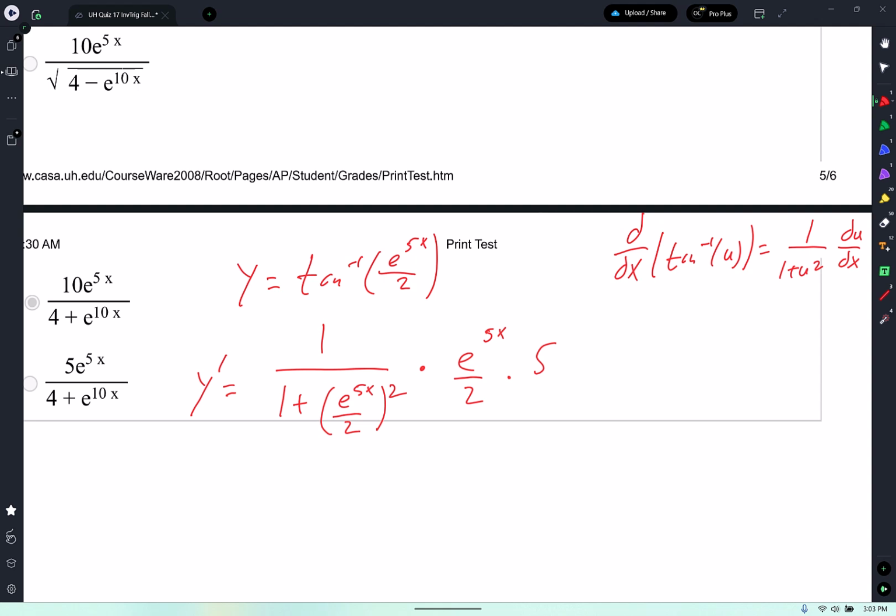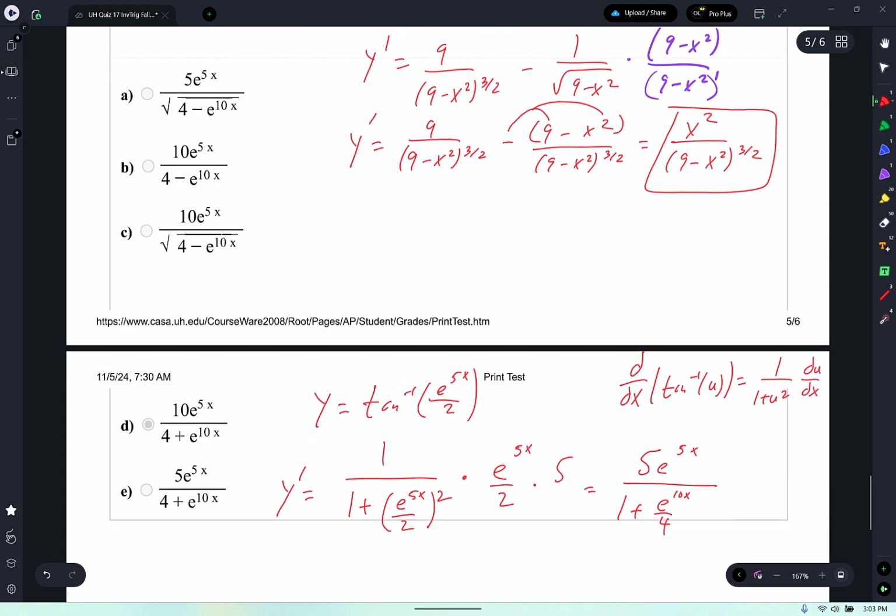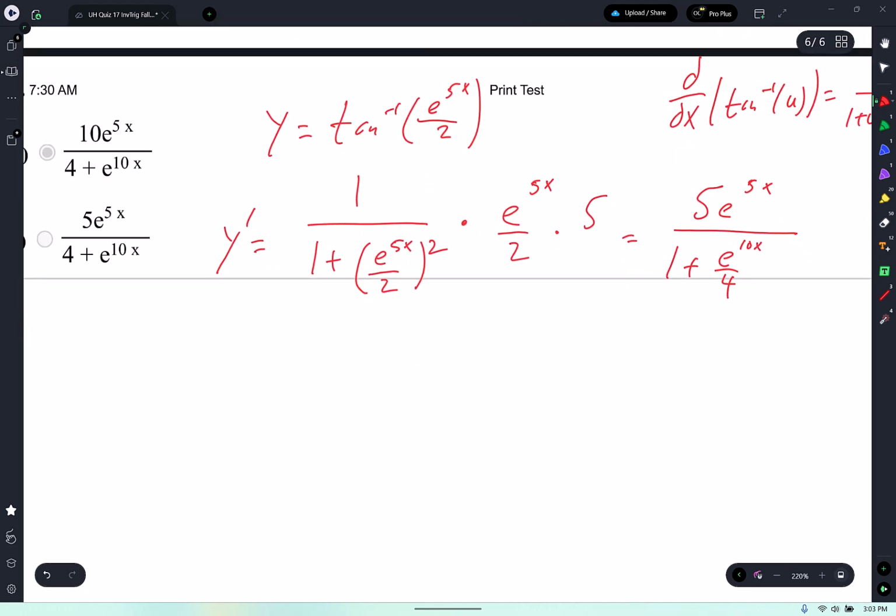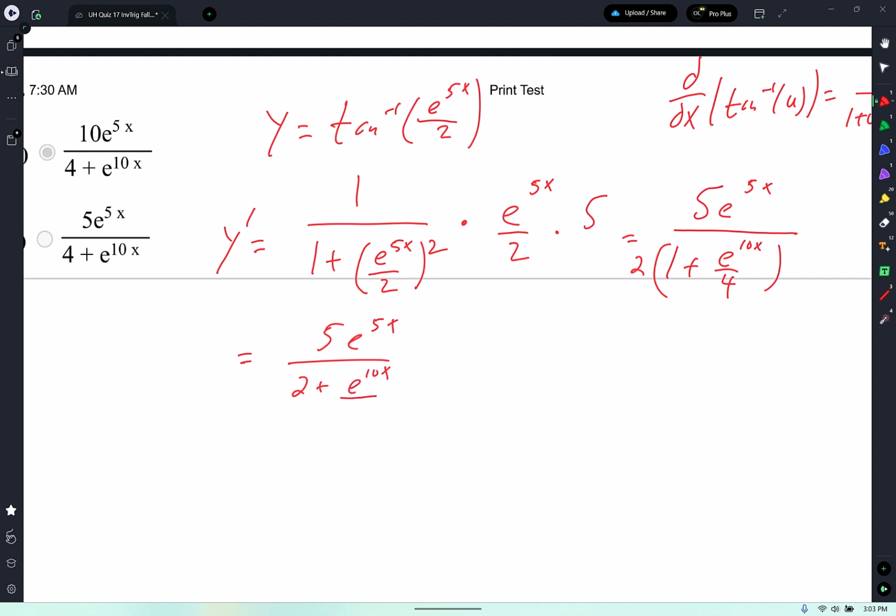All right, here's what I see. What do I see? The 5e to the 5x goes to the numerator. 5e to the 5x over 1 plus e to the 10x, your exponent rules, over 4. They don't have it written like that. Oh, yeah. Multiply all this by 2. They don't have it written like that. Let's distribute the 2. So let's see. 5e to the 5x over 2 plus e to the 10x over 2. Okay, catch up to here.